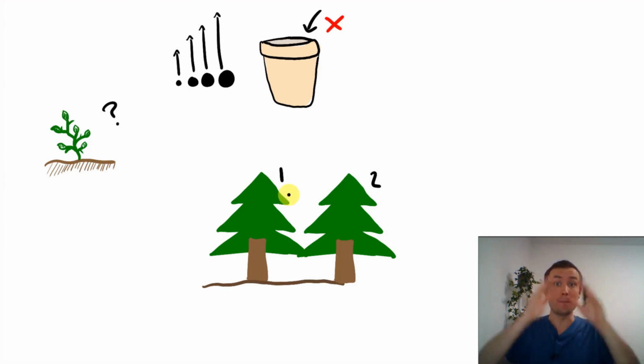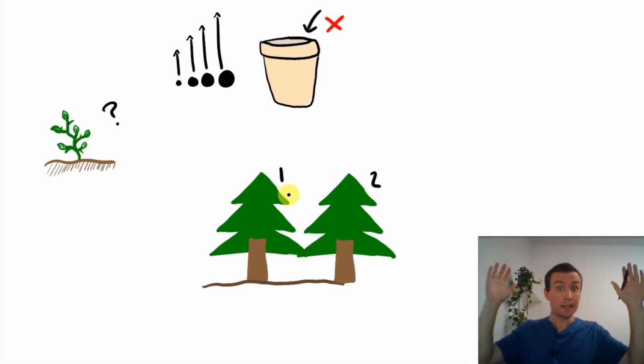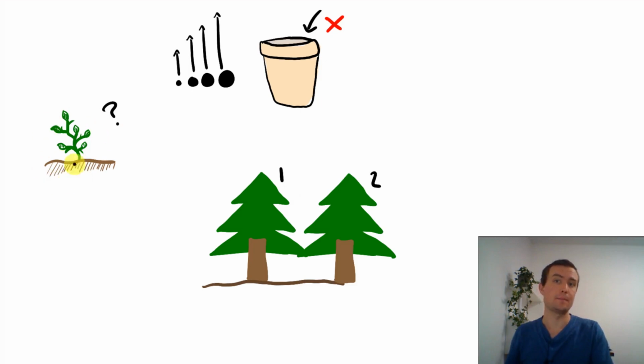Trees are bigger than plants. Plants are smaller than trees. Trees are bigger than plants. Big, small. Big, small.